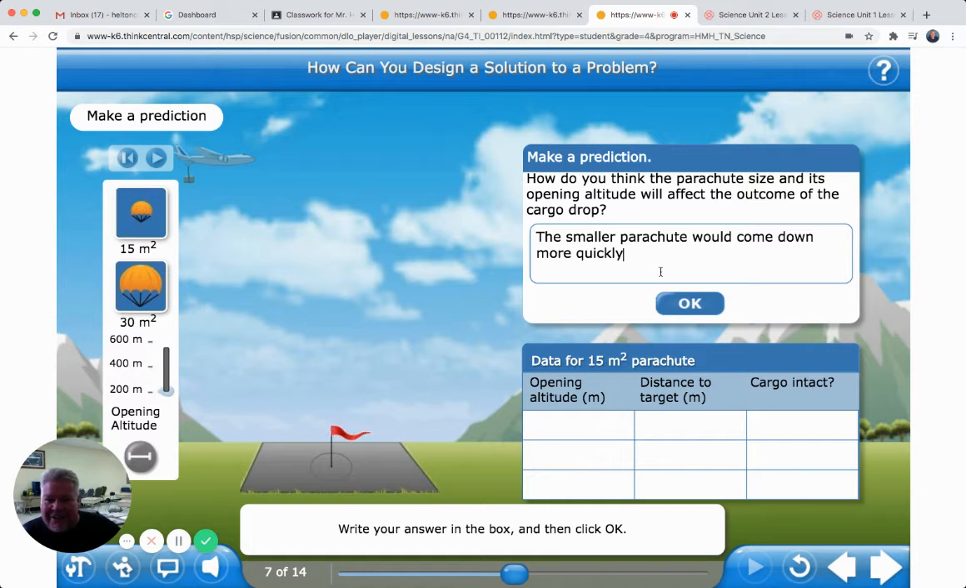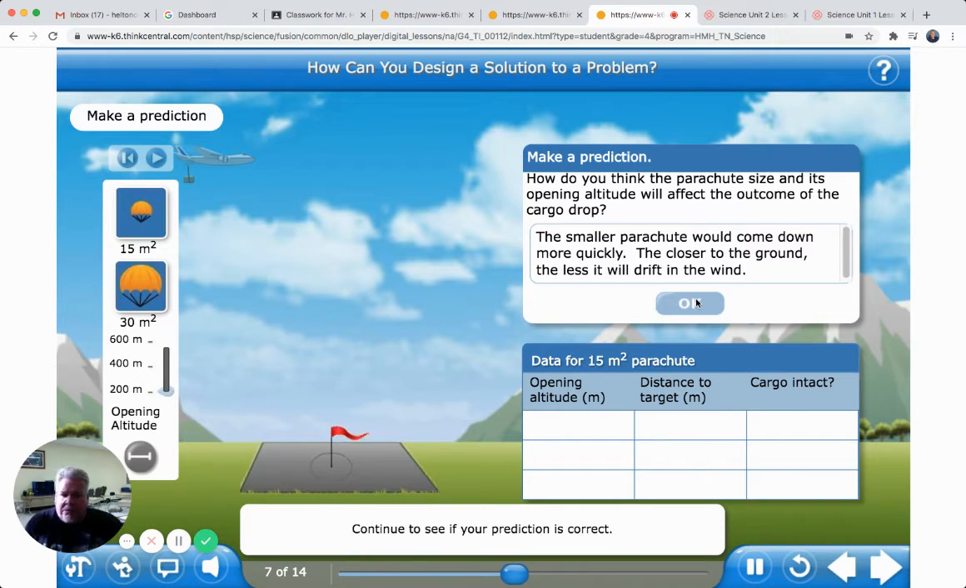All right, and a smaller parachute would come down more quickly, we said. And what else? The parachute size and its opening altitude. The closer to the ground, the less it will drift in the wind. That's my prediction. You agree with me?